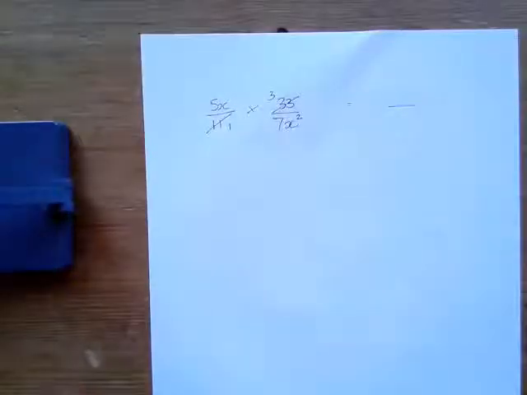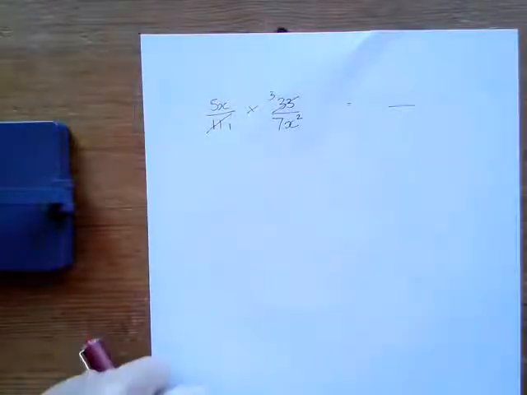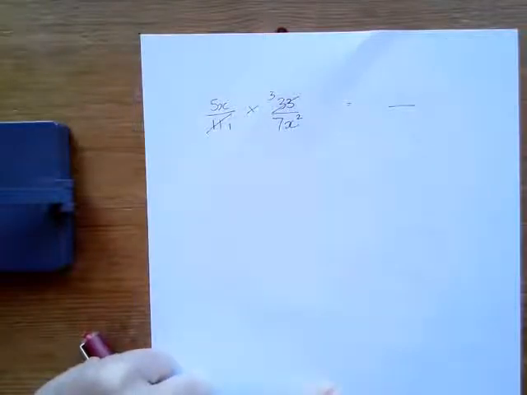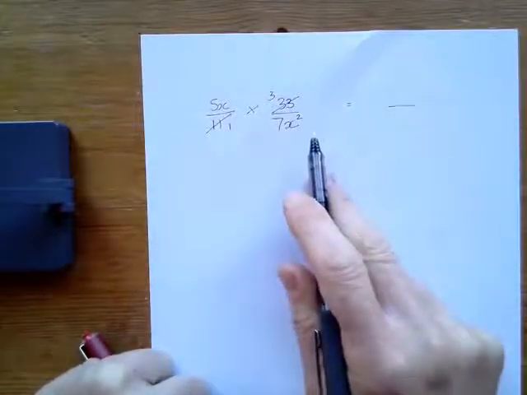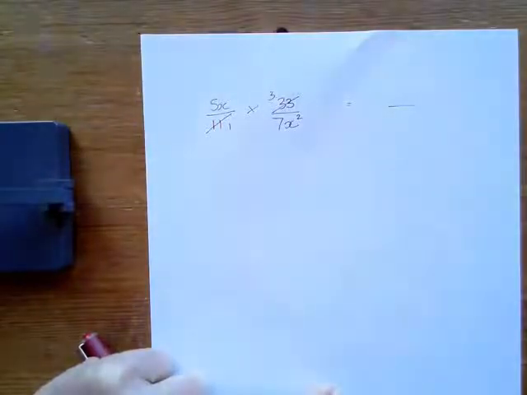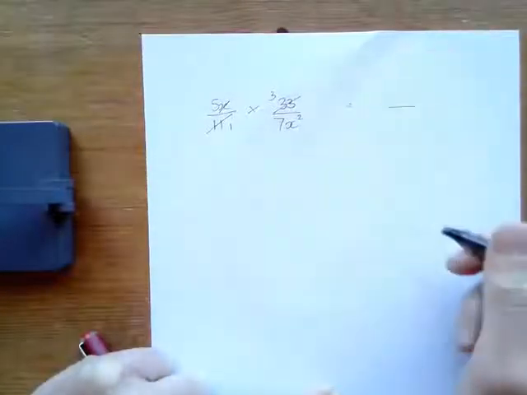Similarly, I'm also looking for any common factors with the letters. Are there any common letters on the top and the bottom? Well, there are. There's an x on the top here, and there's an x squared on the bottom here. So they share an x. So I can get rid of an x from the top and get rid of an x from the bottom.